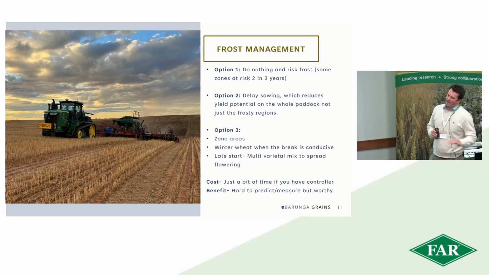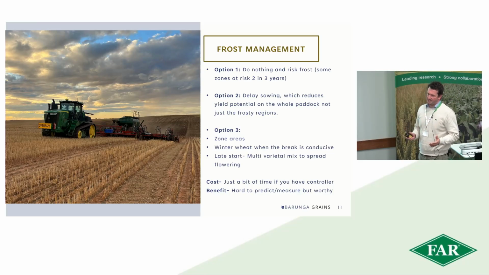The problem is that our landscape is dune swale, so it's a flat and then a hill. The hill never gets frosted, the flat always does. So you're delaying sowing on your whole paddock, and that's reducing yield potential on the whole paddock. We really want to get a bit smarter about that. Or the other option is you do nothing, and a lot of people do nothing because they just can't do anything, heads in the sand.